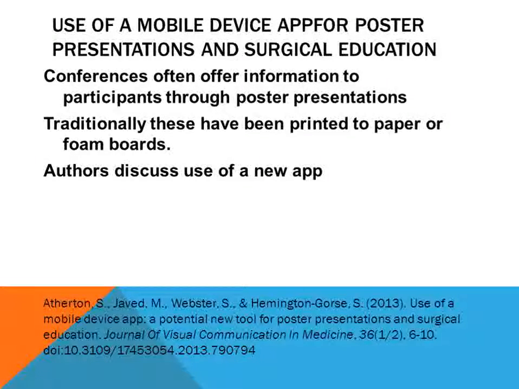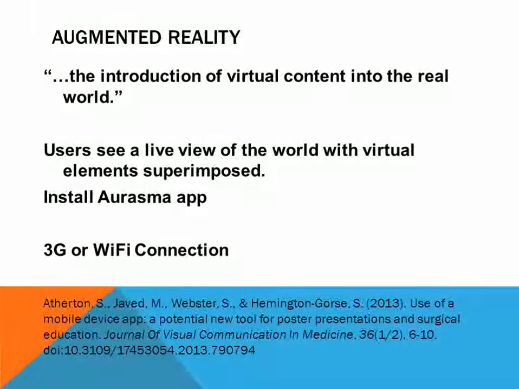So in this particular article, the authors discuss a new application, augmented reality, the introduction of virtual content into the real world. Users see a live view of the world with virtual elements superimposed, according to the authors of this article, Atherton, Javed, Webster, and Hemington Gorse. To use the system that's described in this journal article, one would install Aurasma, which is an application, and connect to the web using a 3G or a Wi-Fi connection. So it's nice because it can work with 3G or Wi-Fi, giving you some portability as well.